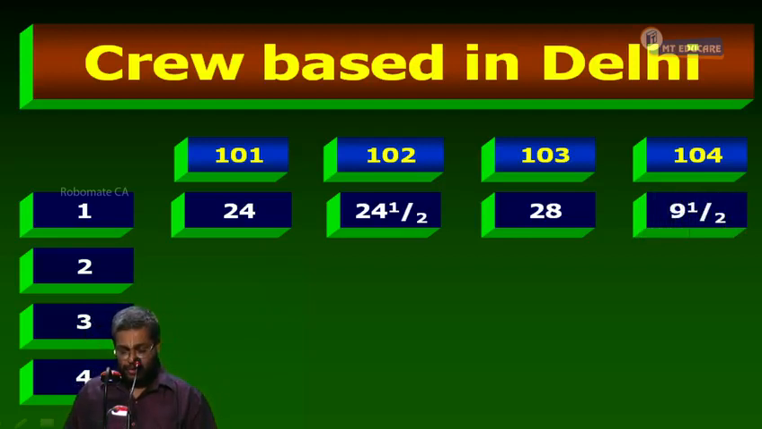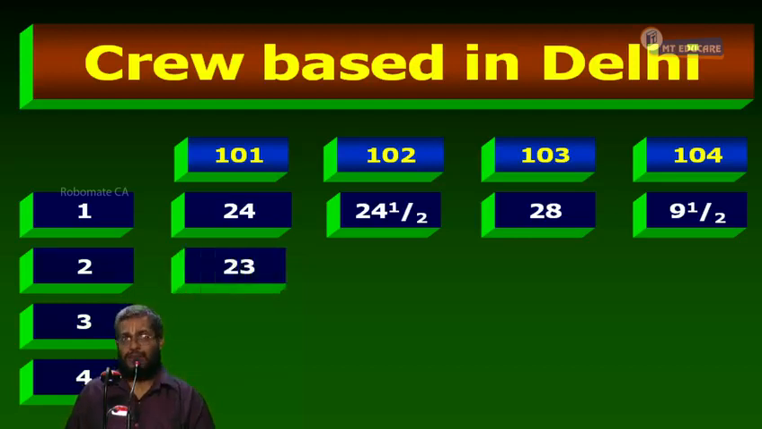2 and 101. Flight 2 reaches Jaipur at what time? 9. And flight 101 starts at what time? 8. Today or tomorrow? Tomorrow. Now very simple, everything is 1 hour less. So it becomes 23, right?